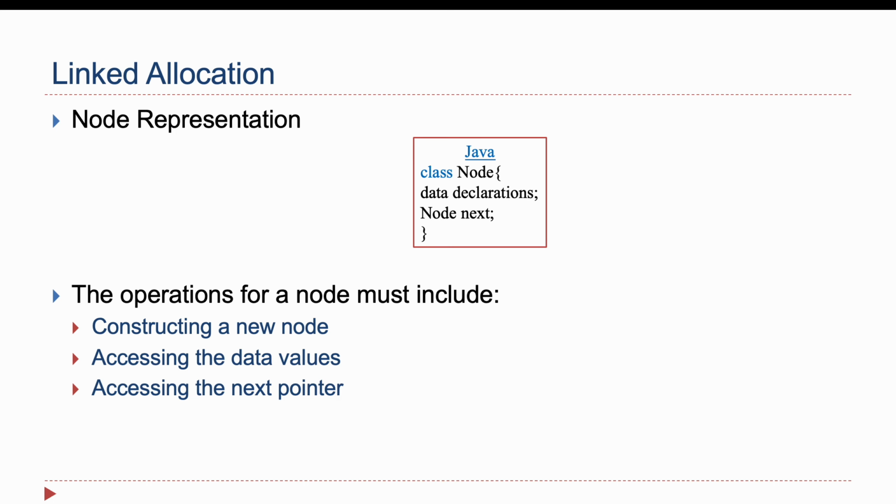Accessing the data values stored within a node is also an important operation as it allows you to retrieve and manipulate the information stored within the linked list. Similarly, accessing the next pointer is necessary for traversing the linked list and moving from one node to the next. Overall, having a well-defined node representation with clear operations for accessing and manipulating nodes is essential for working with linked allocation effectively.